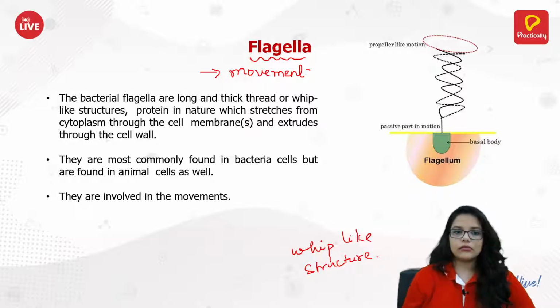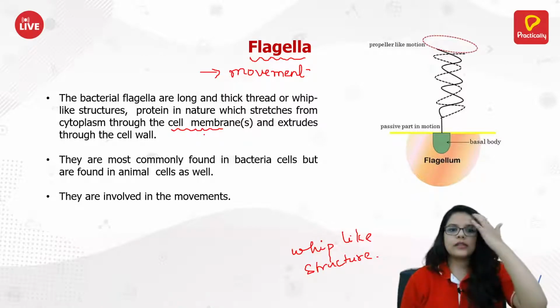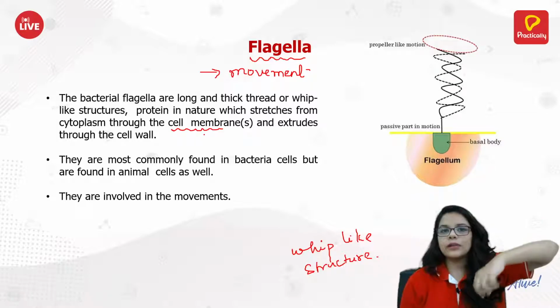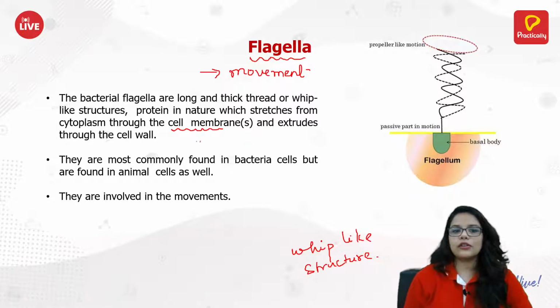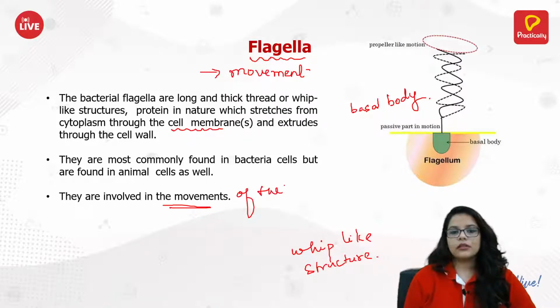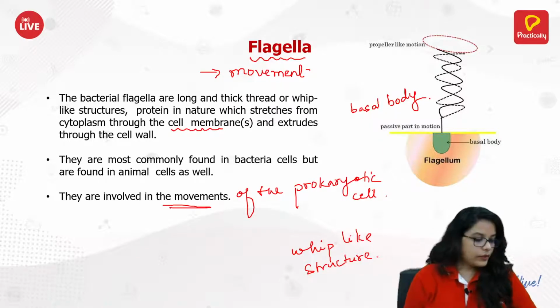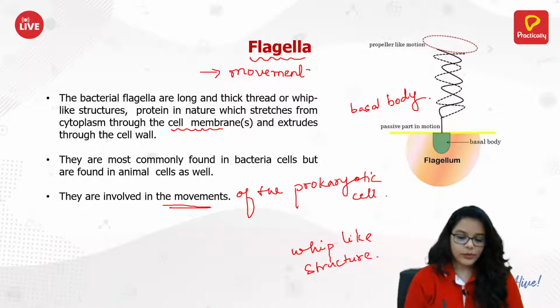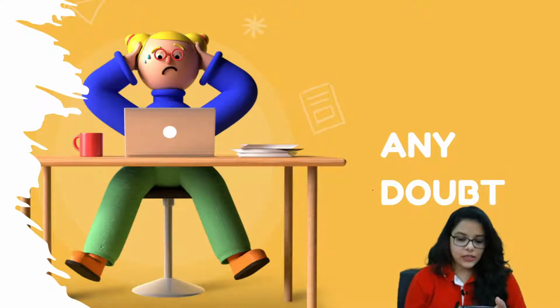And it is attached mostly to the cell membrane, not even the capsule or the wall. It is very deeply attached with the cell membrane, and it breaks through from the capsule and the cell wall. It breaks through from that region. And it is attached here, this body where it is attached, it is known as the basal body. And as I said, they are involved in the movements of the prokaryotic cell. Okay. So that's it.